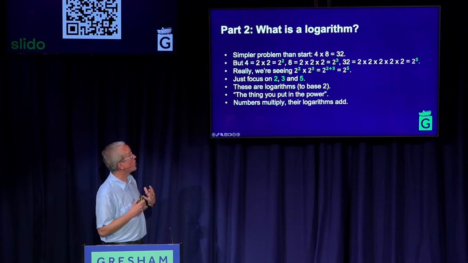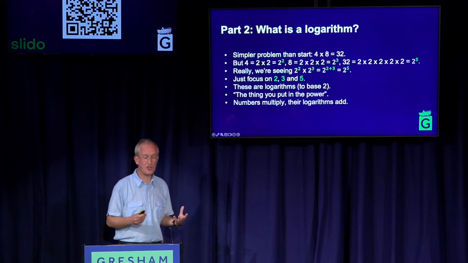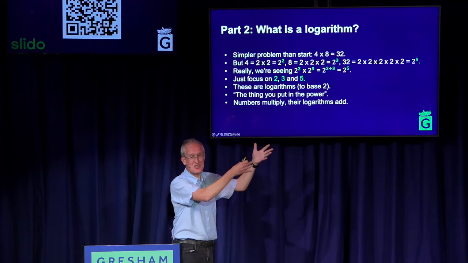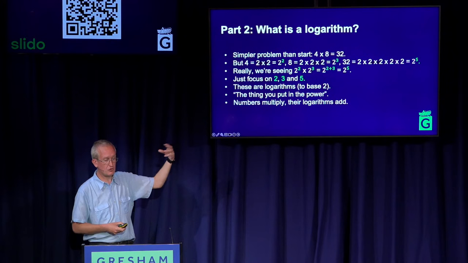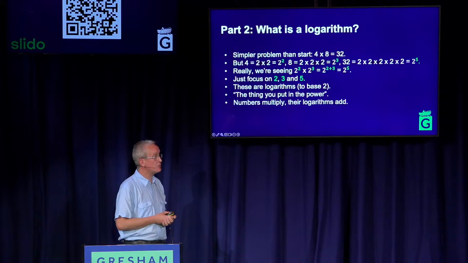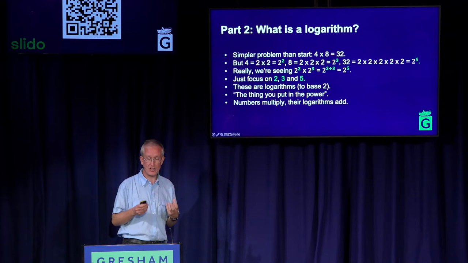If I was to define to you what a logarithm is, then it's there. These are the things. Formally speaking, I would say it was the inverse of the exponential function and all this kind of thing. It's the thing that you put in the power. It's the thing that you put on the top of the power to give the answer that you want. And so the rule is this, that if the numbers multiply, the logarithms add. So the fact that it's 5, it's 2 plus 3. You add together the logarithms.